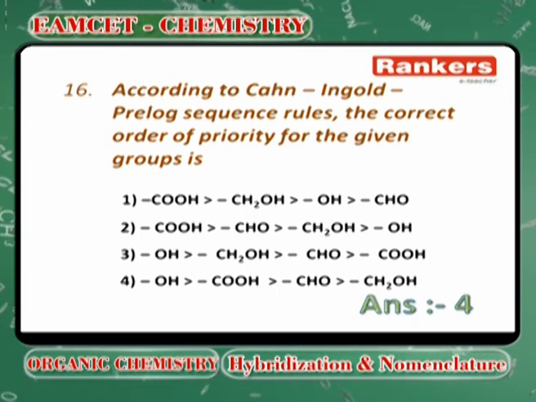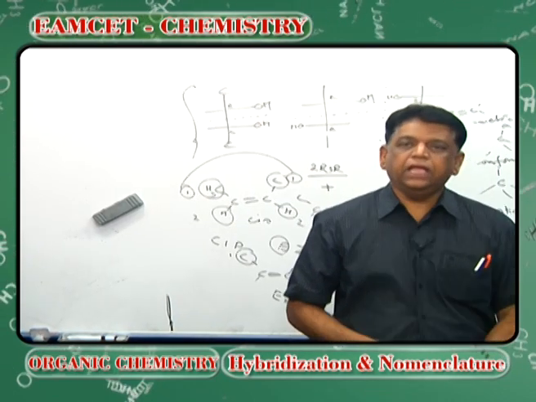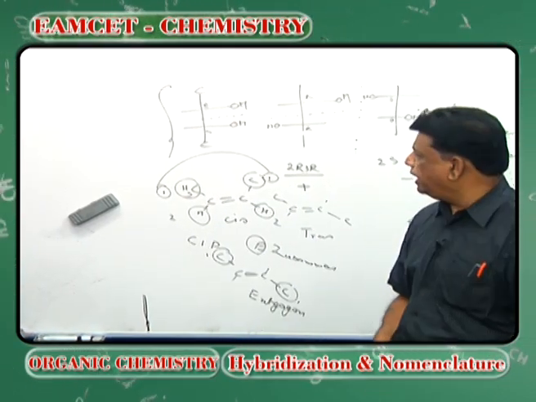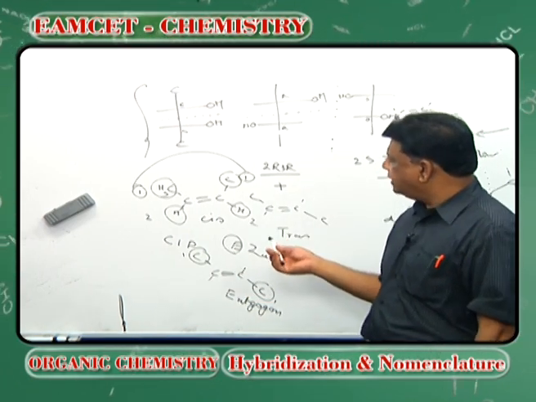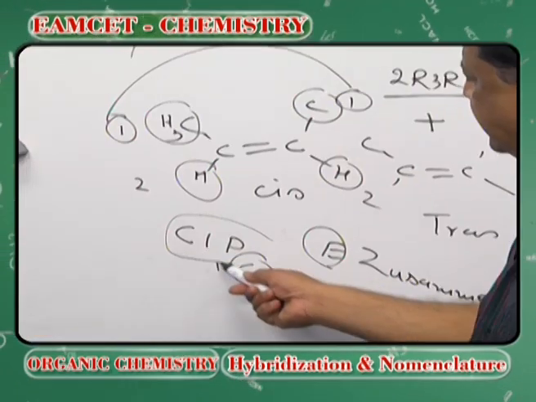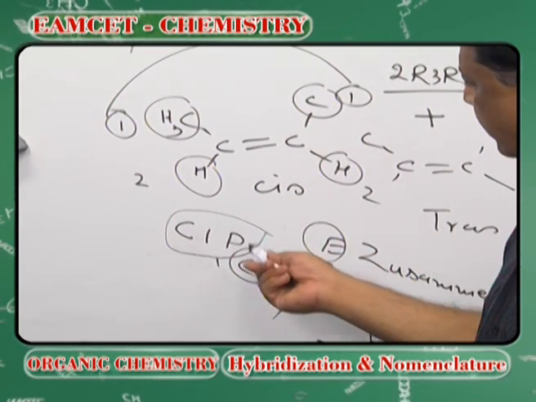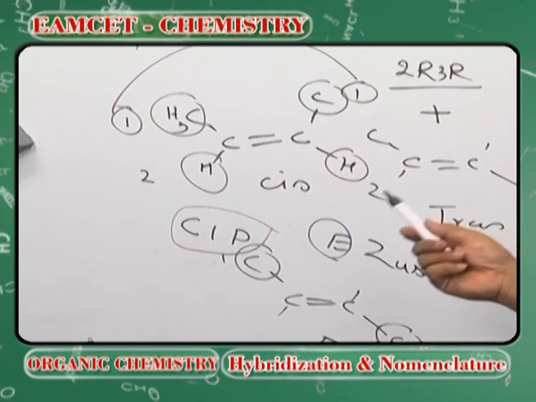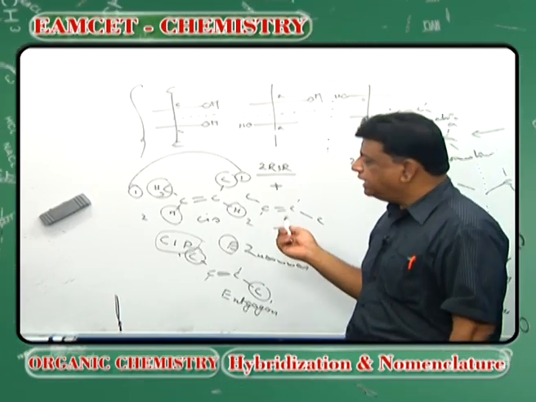Next. That's all. So here the EZ as well as the RS configuration are both the latest nomenclature. However, they basically depend on these CIP rules. So once we are acquainted with what the CIP rules are, we implement them to identify the RS configuration as well as the EZ configuration.